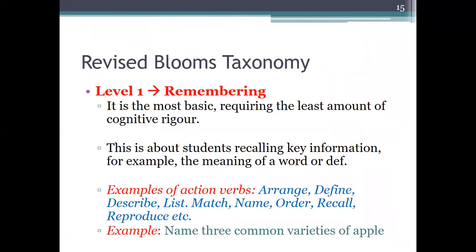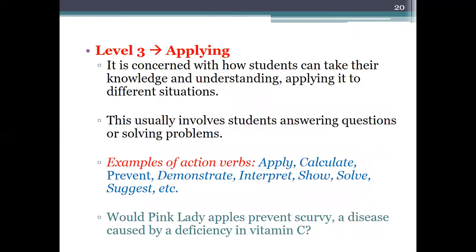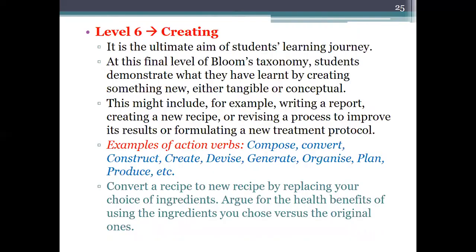Then we discussed the action verbs of each level of the Bloom taxonomy, taking an example of an apple to discuss each level: for example, remembering, and then understanding, and then applying, analyzing, evaluating, and the last one, creating.